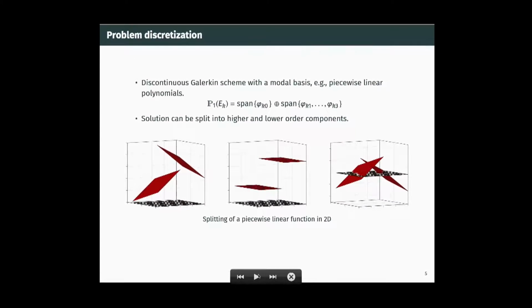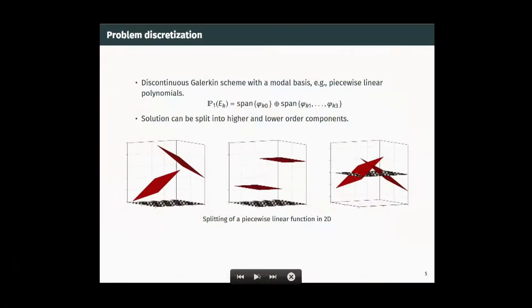Given that we have a modal basis, it's very easy to split this into a piecewise constant part, which is here in the center, and the remainder, which is just the slope in each spatial direction. You can think of the one in the middle, the piecewise constant part, as the average or scaled average over each element. And when you sum up these two, the piecewise constant and the slopes, you get back your original solution.